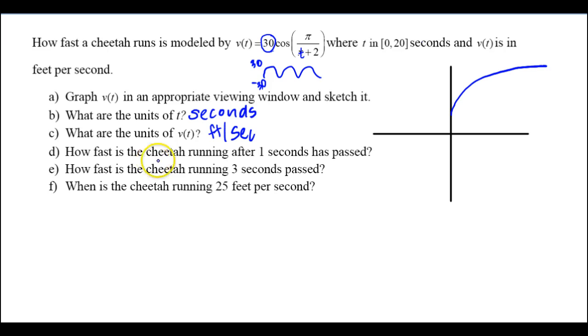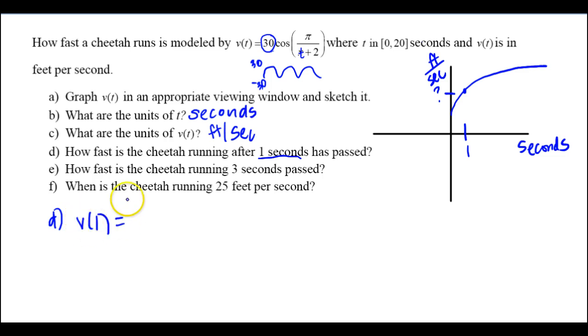So for part D, how fast is the cheetah running after 1 second has passed? Here on my t-axis we have seconds, and on my vertical axis I now have a rate, feet per second. So the question is, how fast is the cheetah running after 1 second has passed? It's asking for this output, this y value, or this v of t value. So for part D, I'm being told to substitute the time, 1 second, into this function v.